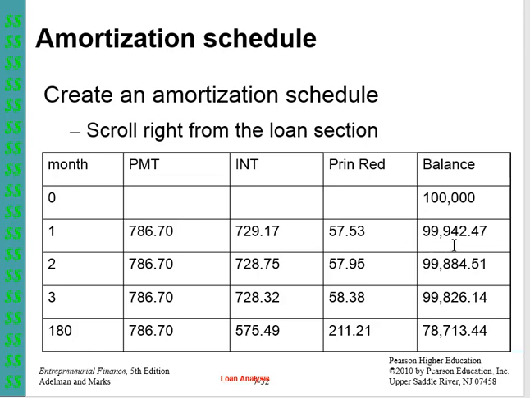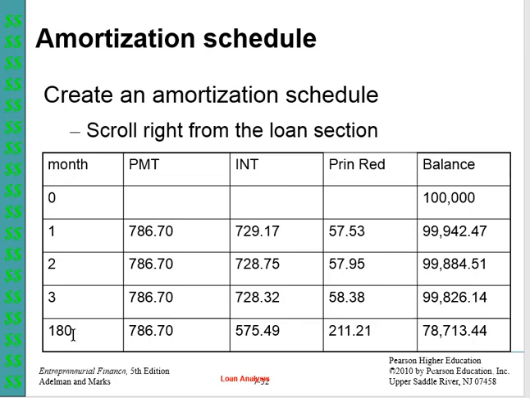So then we end up with a balance of $99,942. Now next month's interest is based on the balance, right? This is compound interest, not simple interest. So the interest changes when the principal changes. In this case, since the principal is decreasing, the interest is decreasing. But we're making the same payment. So if the interest portion is decreasing, that must mean that the principal payment is increasing.